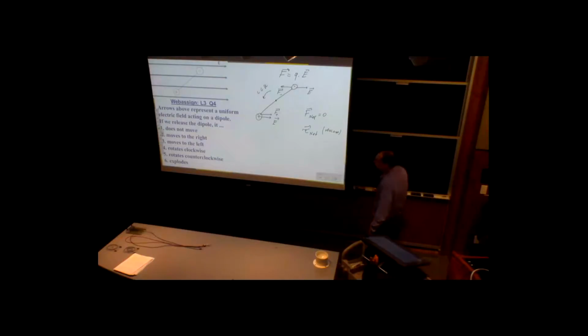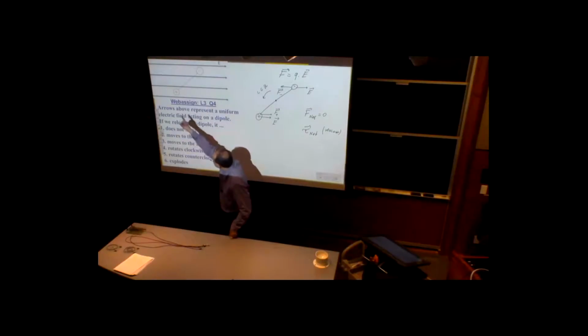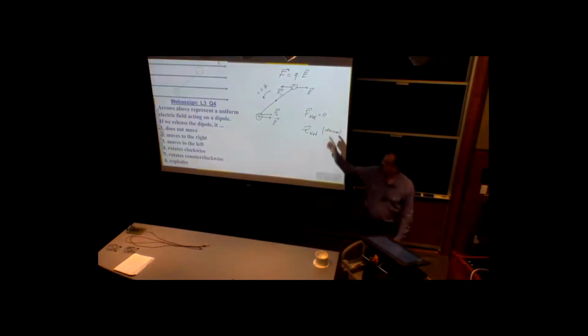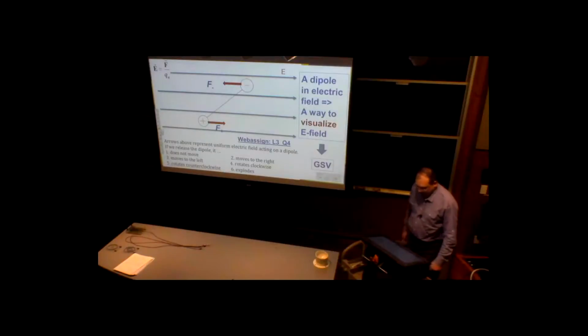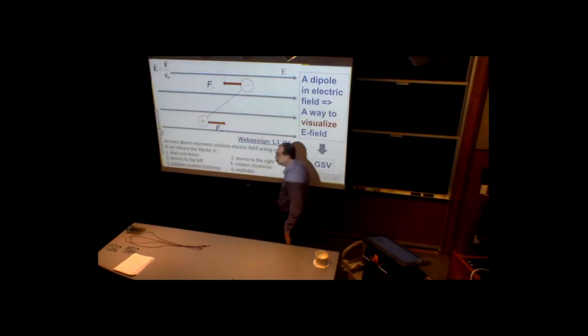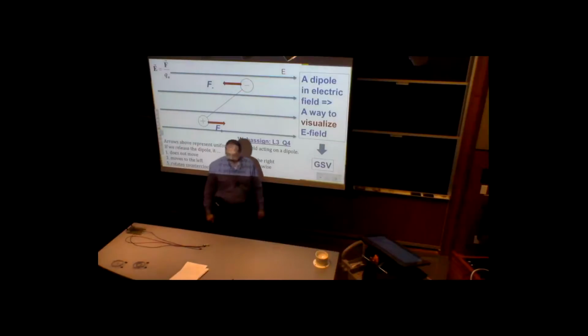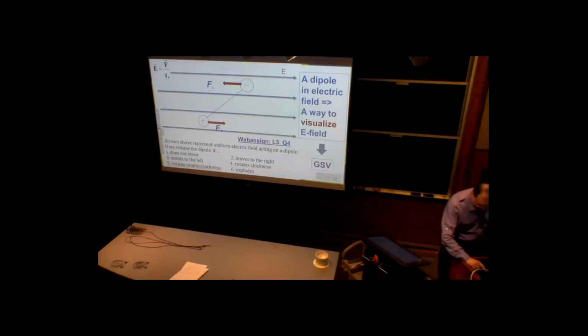So technically, we could have imagined a positive charge on the left, which repels this positive charge and attracts that negative charge. We can use this phenomenon to visualize electric field. Visualize means what? Make it visible. But to make it visible, first we have to kill this.